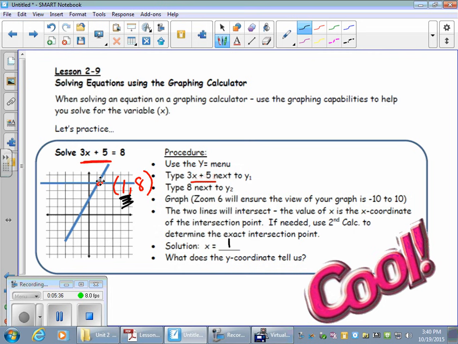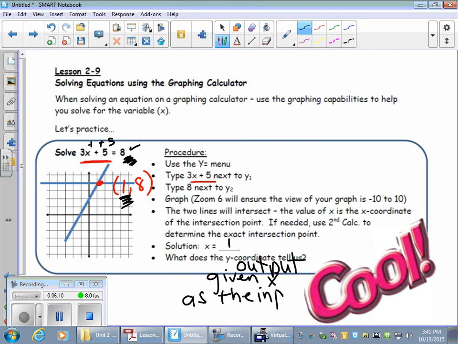So you'll notice that if I go back to the equation and I put 1 where X is, I have 3 times 1 plus 5, because you just told me that X should be 1, and you notice that that does equal 8. The Y coordinate is always what it equals when you put that X value in. So you see that the Y coordinate tells us the output, given your input. Output given X as the input.